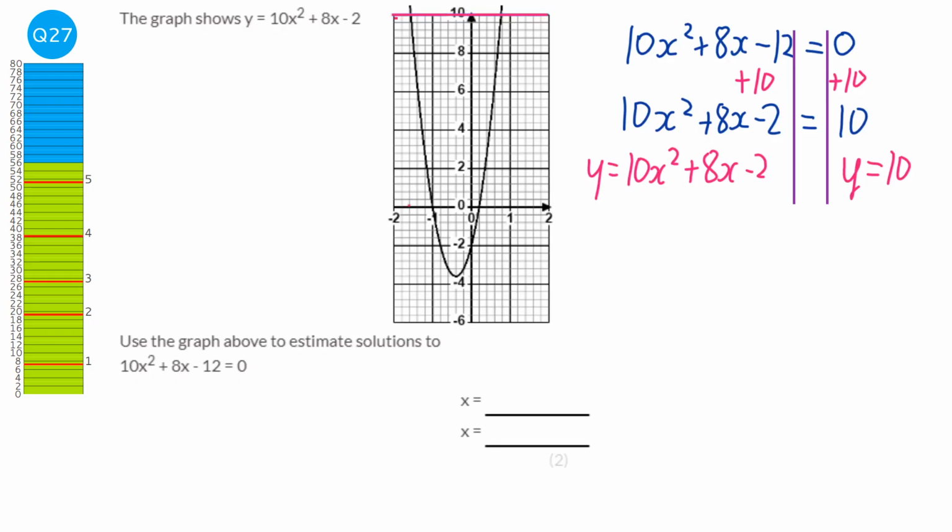And let's read off the values that that gives us. So it comes down here, and it comes down here. So the values it comes down to are -1.6 and 0.8. And those are our solutions.